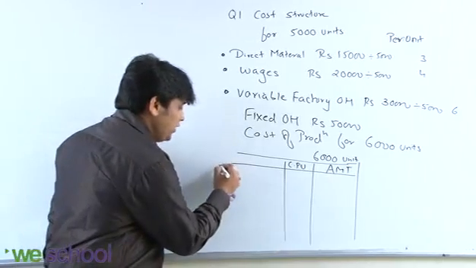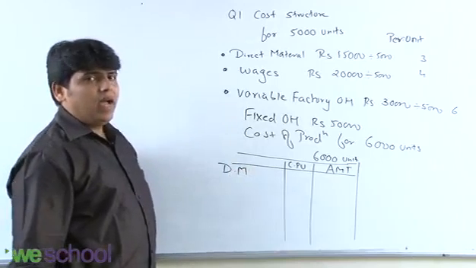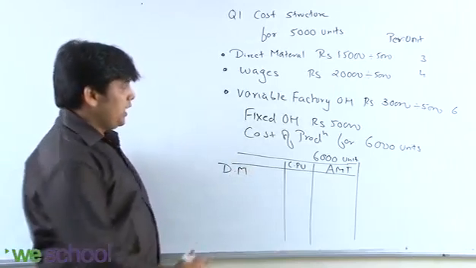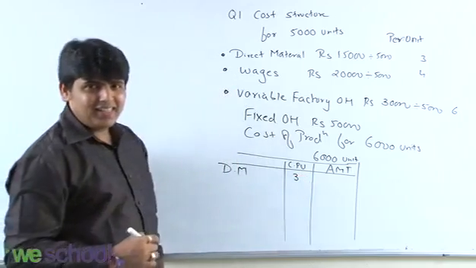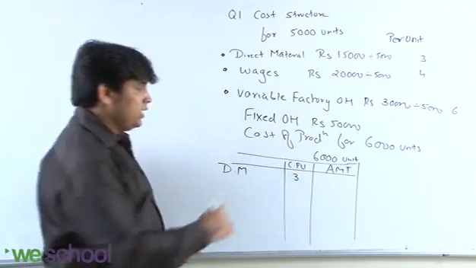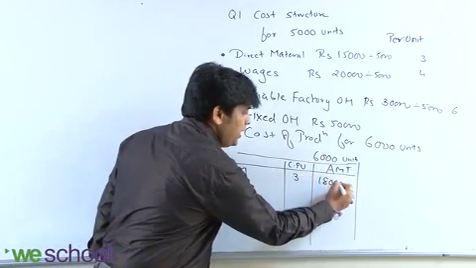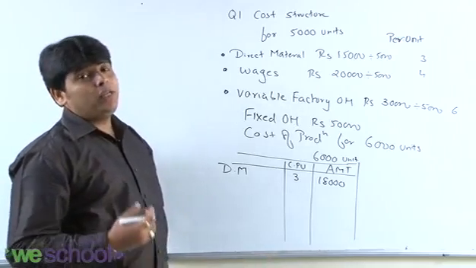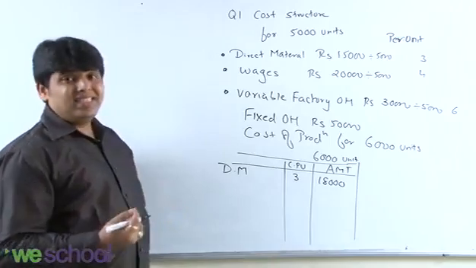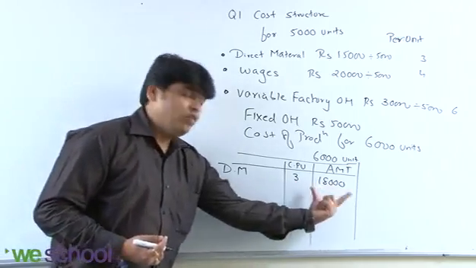So let us start with direct material. Direct material is 3 rupees per unit. Yes, please use the calculator. 3 into 6,000 gives you, my dear, 18,000. Why am I taking per unit? Because the main feature of variable cost is that per unit variable cost will remain the same, but the amount will fluctuate.